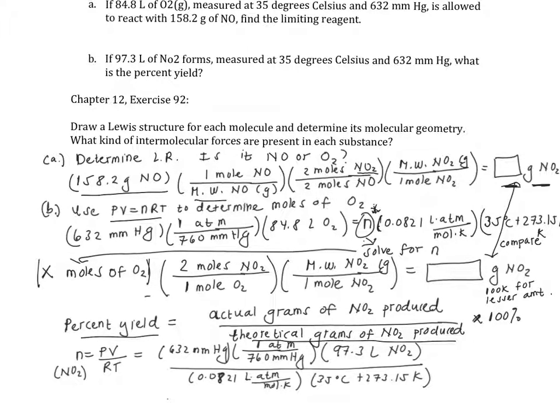So you're going to use again your ideal gas law and solve for n. n will be the moles of your nitrogen dioxide. You plug in your pressure, your volume, your R constant and your temperature. Don't forget to change your units appropriately. Whatever you obtain there will give you your moles of nitrogen dioxide actually produced. Multiply that by the molar mass, and that will give you your actual grams. Divide that by the theoretical grams you found from the first part of the problem. Times 100% will give you your percent yield.